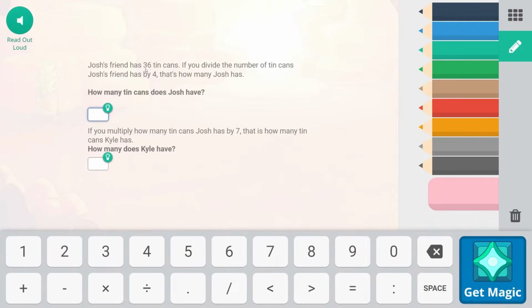Josh's friend had 36 tin cans. If you divide the number of tin cans Josh's friend has by 4, that's how many Josh has. Josh has 9 cans. 36 divided by 4 is 9. If you multiply how many tin cans Josh has by 7, so 9 times 7 is 63. What has Josh been doing with his cans that his friends have so many of?